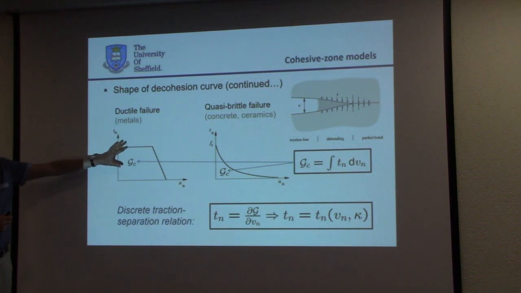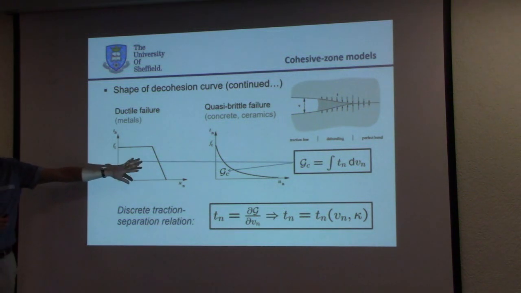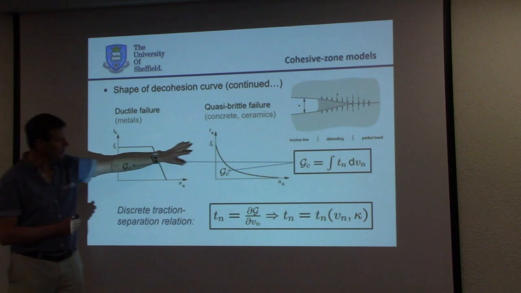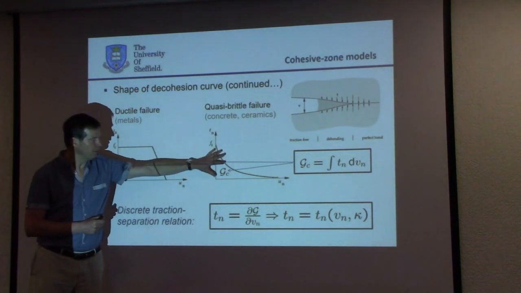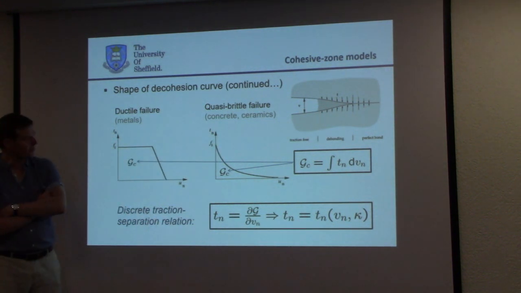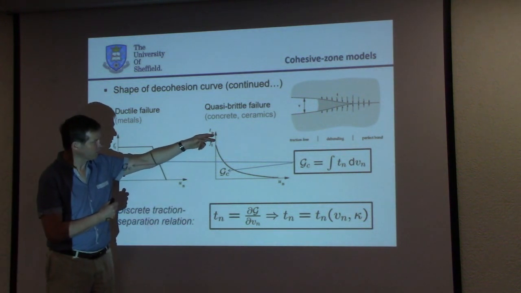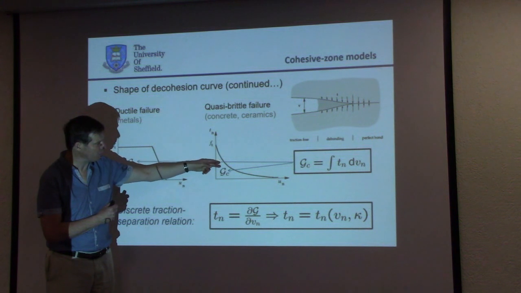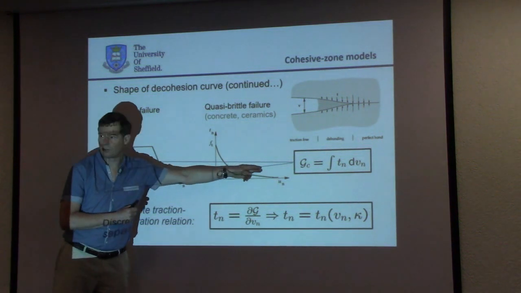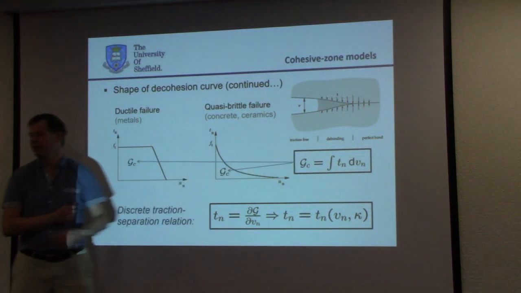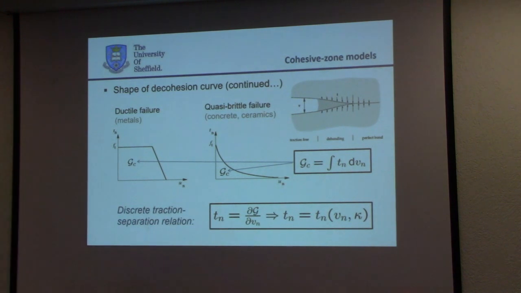It turns out that when you do calculations, in such cases it doesn't matter so much for the outcome what the shape is. On the other hand, when you have materials which have more this shape, then it matters very much whether it is very steeply falling back here and then has a long tail, or whether it is falling back much more gradually in the beginning.